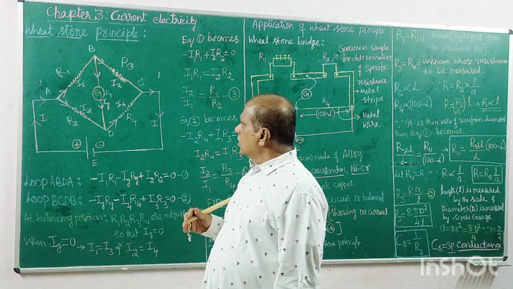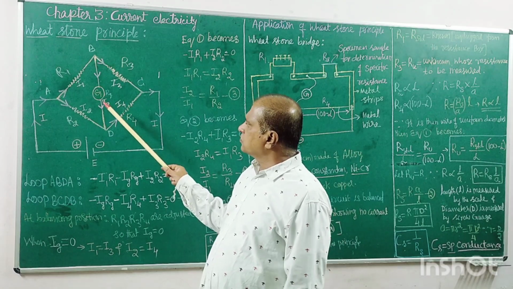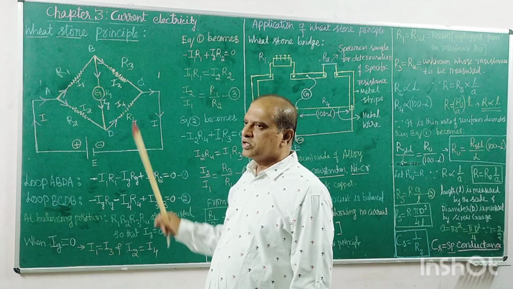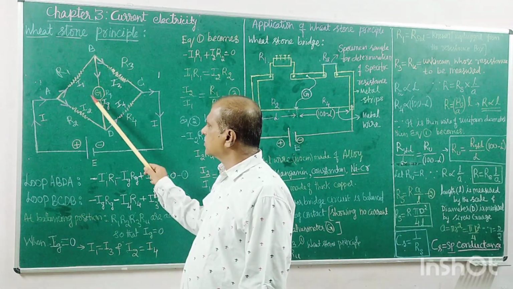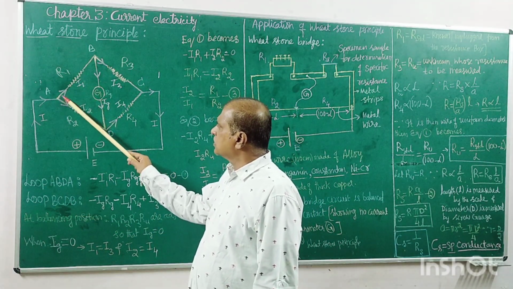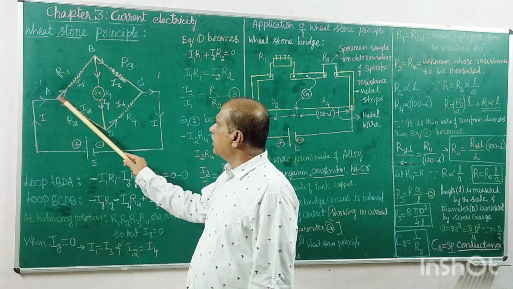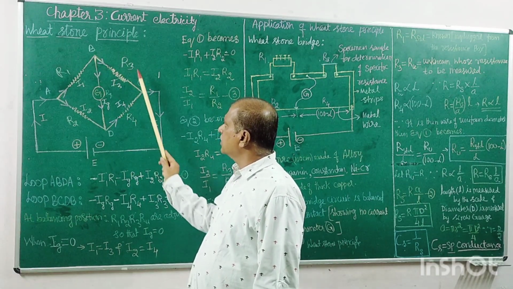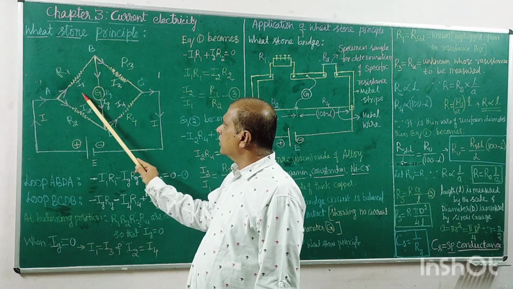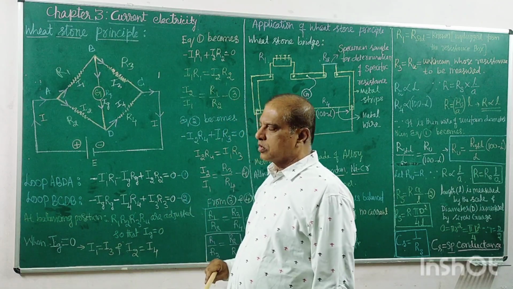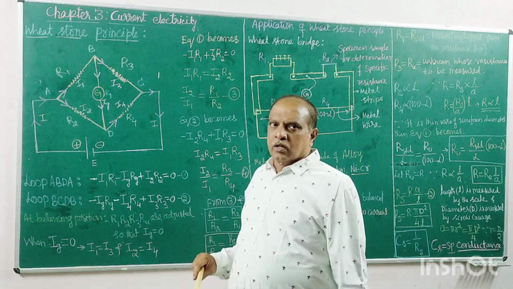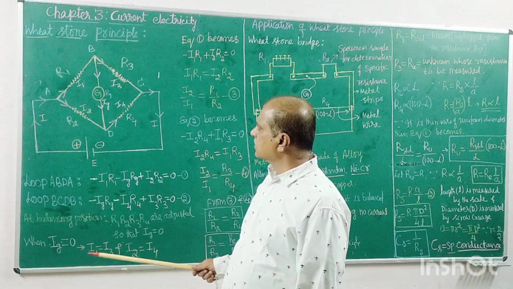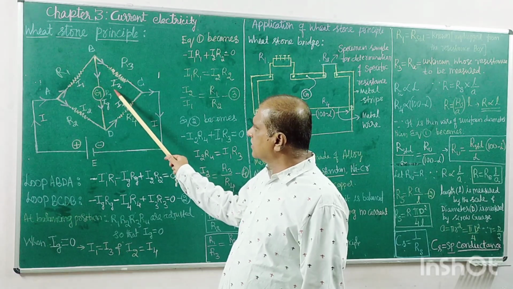Now in this circuit we have 2 loops, that is 2 closed circuits. This is one loop, A, B, D, A. One more loop, B, C, D, B. If there are loops, we can apply the second law of Kirchhoff. So let us apply Kirchhoff's law to this loop as well as this loop.